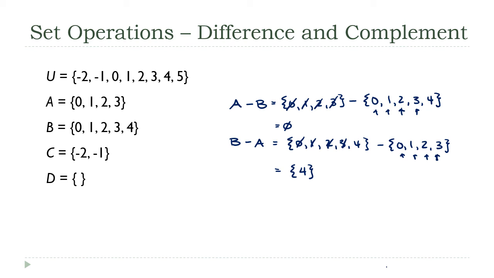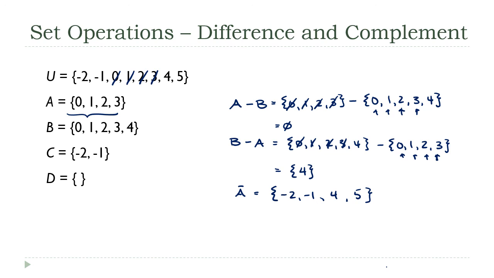All right, so how about complements? What is, let's say, the complement of A? Well, now this is kind of like a minus in a way. I'm going to take all of the things that are in A, cross them out of the universal set. So I'm going to cross out 0, 1, 2, and 3. What's left is the complement: -2, -1, 4, and 5.